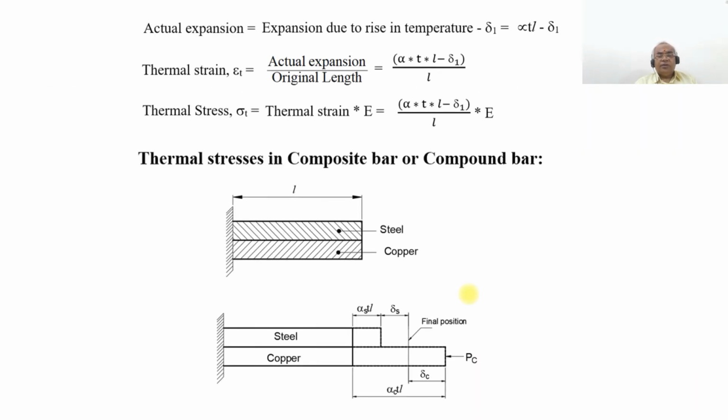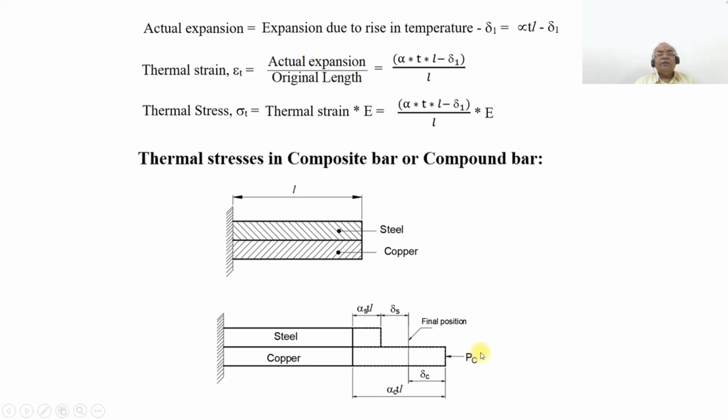So that is what we have shown here, which is when the bars are free to expand, and when the expansion is being prevented, you are going to have the composite bar. Since alpha C, the coefficient of thermal expansion of copper, is more than that of the steel, copper will expand more than the steel bar. So the steel bar will have a free expansion up to this, and the copper bar will expand more than the steel bar. So this is the expansion which has been prevented, the final position. The steel bar will be under tension while the copper bar will be under compression.